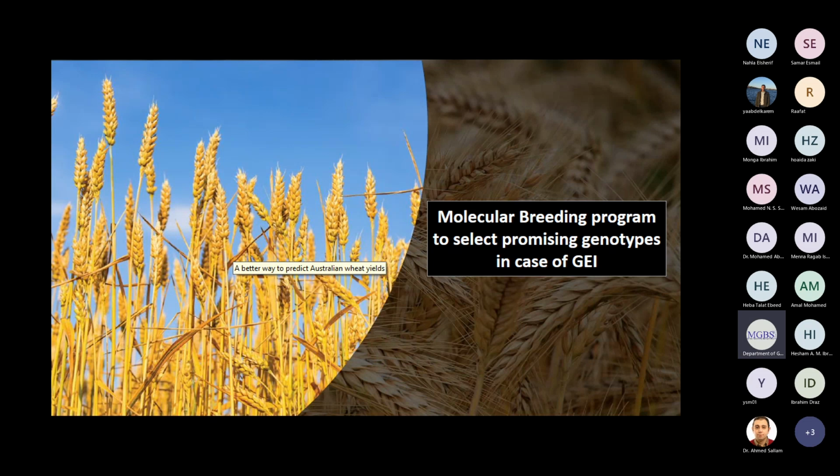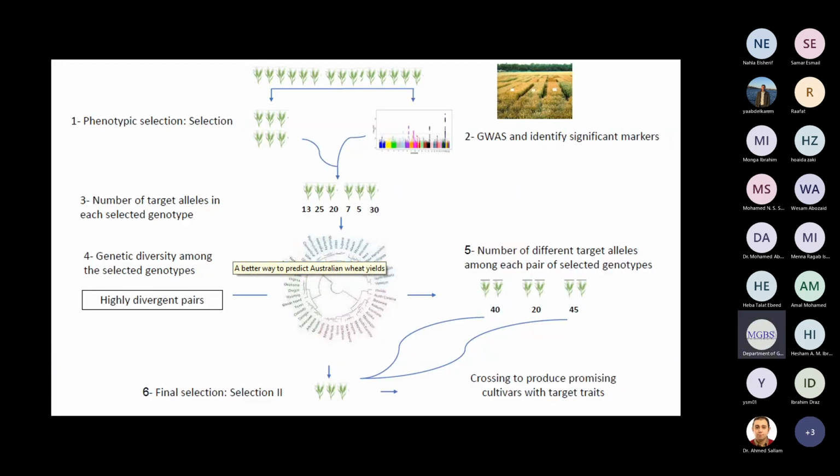So this is the scheme of the molecular breeding program that we suggested. So first we have to start with a big population of genotypes. We should use a diverse collection. So these genotypes should be phenotyped and genotyped at the same time, in the same period.